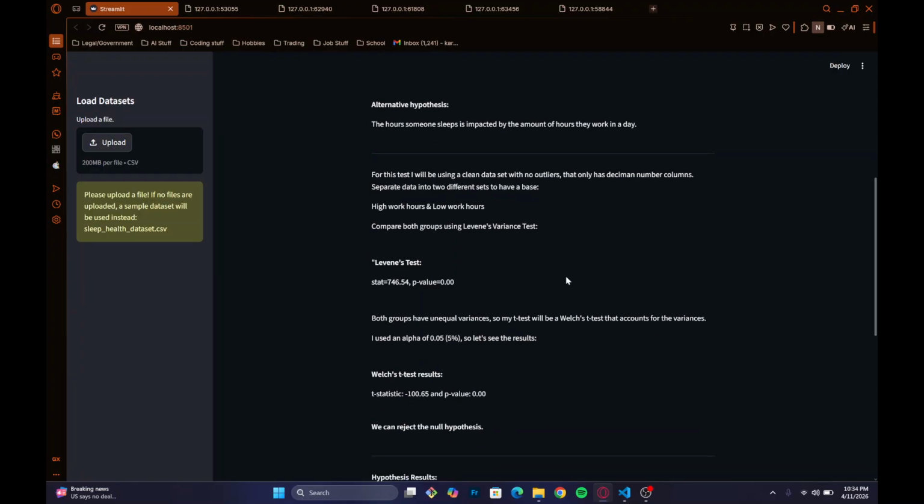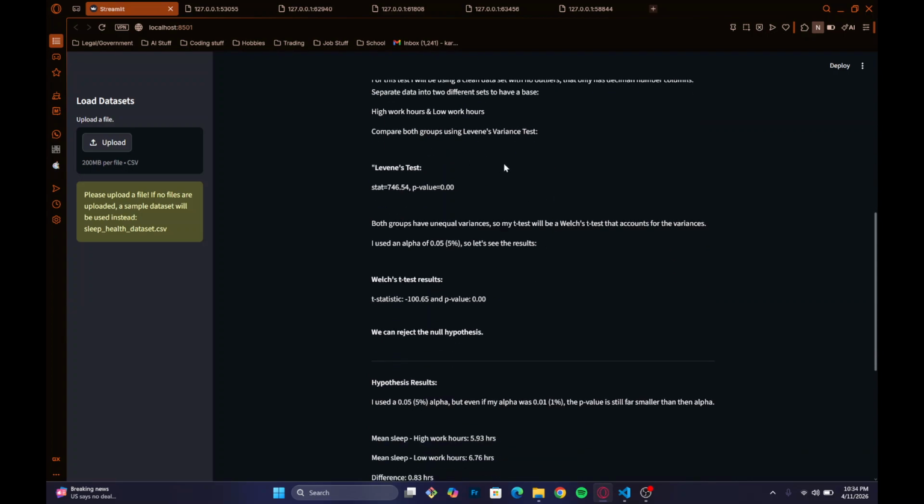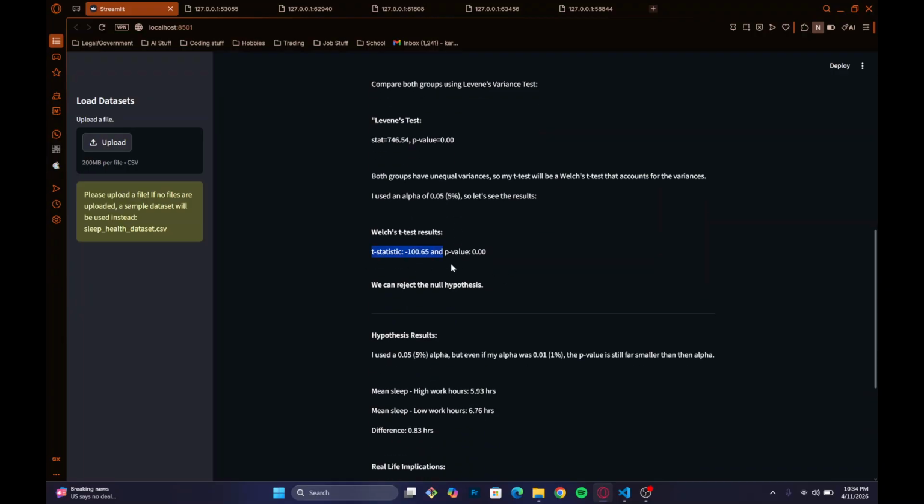So for this test, I separated my data into two datasets, high work hours and low work hours, and used Levene's variance test to check their variance. Clearly, the variance of the two of them was different, so I used Welch's t-test to account for that. I used an alpha of 0.05 and I got this result, p-value of 0 and t-statistic of -100.